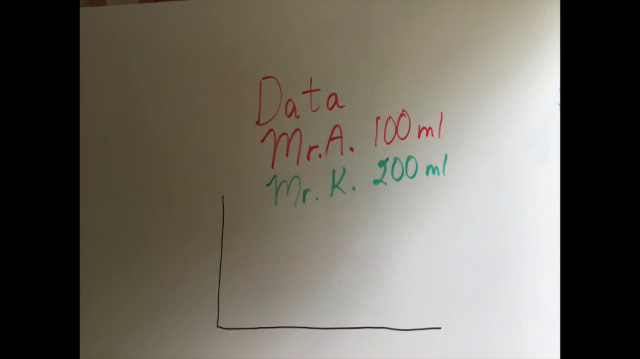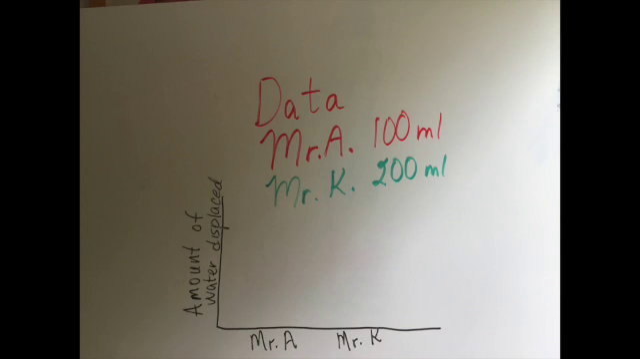Now, let's make an axis of X on the horizontal and Y on the vertical. And on the horizontal, we will label it Mr. Archimedes and Mr. Kangaroo. And on the y-axis, we will label it the amount of water displaced from the bath.